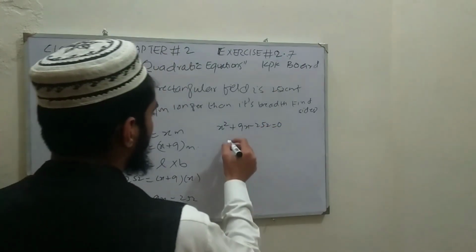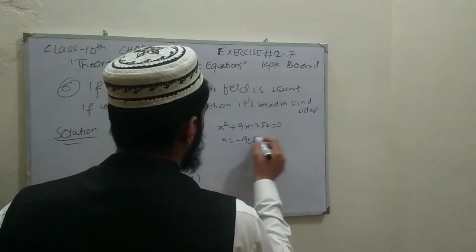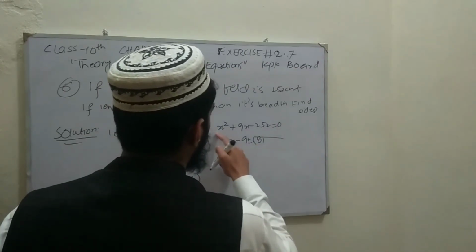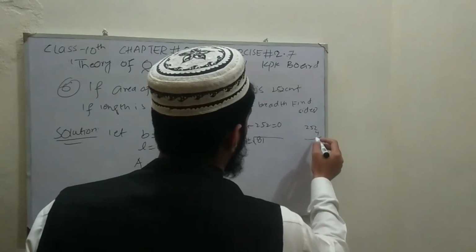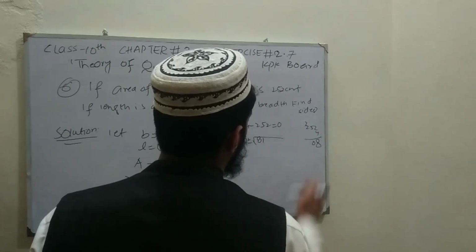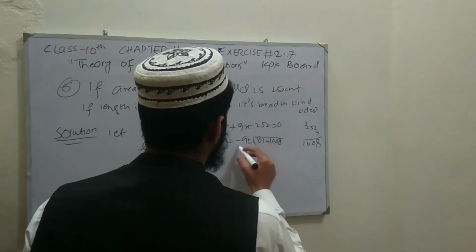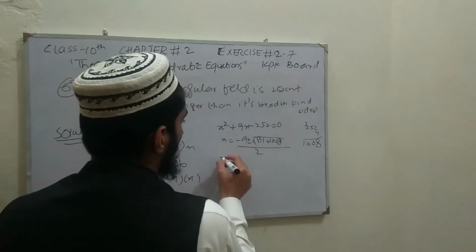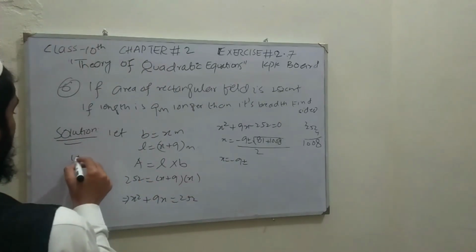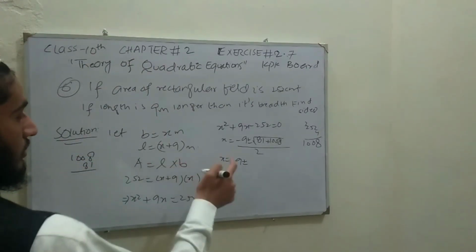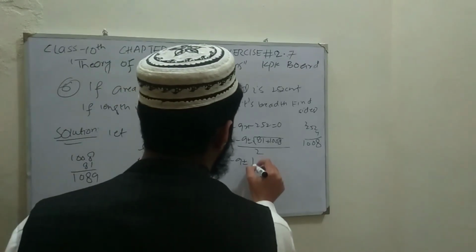Applying the quadratic formula, x is equal to minus b, which is 9, plus minus the square root of b square, which is 9 square, giving us 81, minus 4 times 252. 4 multiplied by 252 gives us 1008, so it becomes plus 1008, divided by 2 times a, and a is 1. So x is equal to minus 9 plus minus the square root of 81 plus 1008, which gives us 1089.